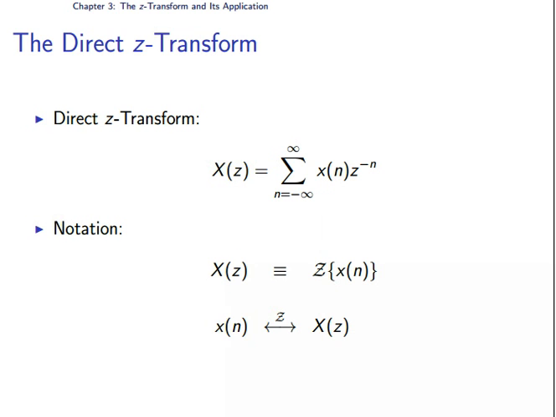Normally, for convenience, the Z transform of a signal x of n is denoted by X of z, using a capital Z, or sometimes we use a symbol like Z of x of n. And sometimes, if you want to represent the relationship, the relationship between x of n and X of z is indicated by an arrow between x of n and X of z. That's one of the methods that we normally use.